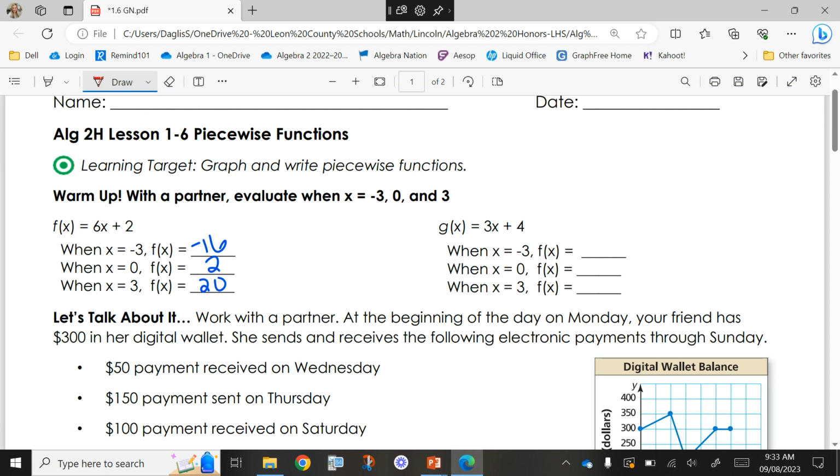All right, Jayla, how about -3 for the g function, 3x plus 4? -5. Julian, how about when x is 0 for that one? 4. And Connor, how about when x is 3? 13. Good. Yeah, we good?